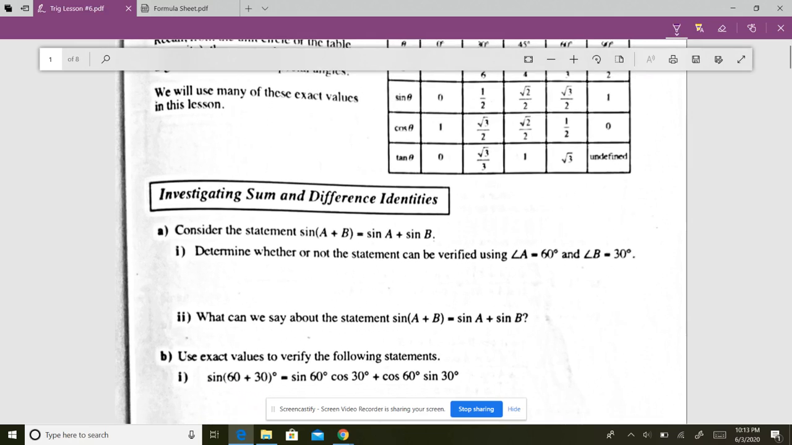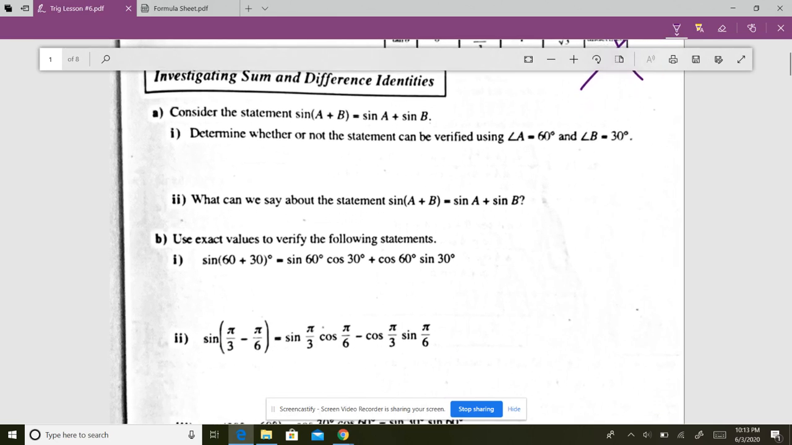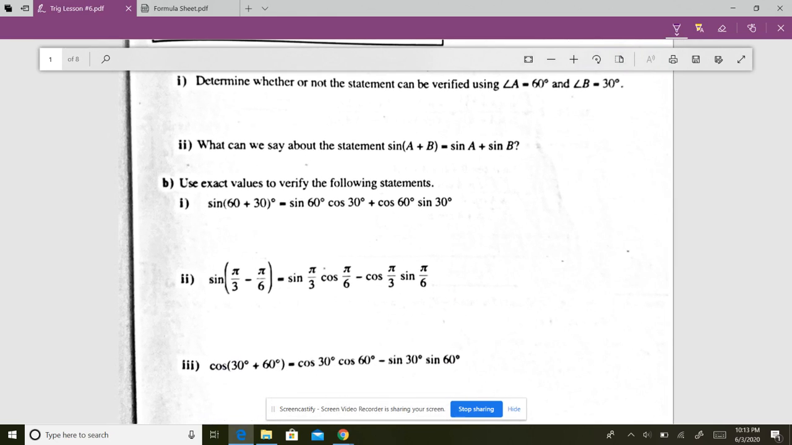Okay, so don't worry about this table at the top. It's tied into lesson number 5, the bonus lesson. If you did that, you would have seen it before.